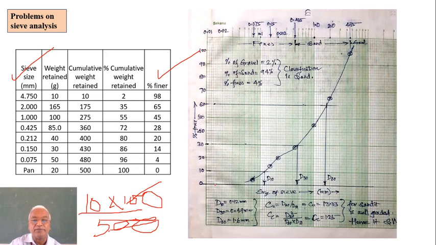As far as the y-axis percentage finer is concerned, there shouldn't be any difficulty. But for the x-axis, that is the sieve size, if you want to plot this, you have to take care. So what I have done, I'll explain to you here.